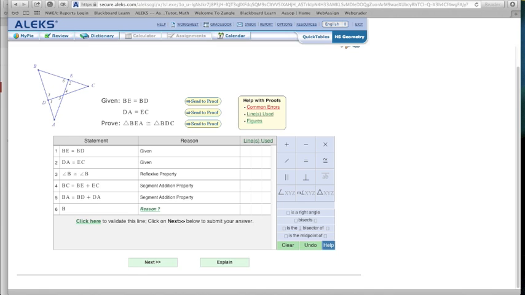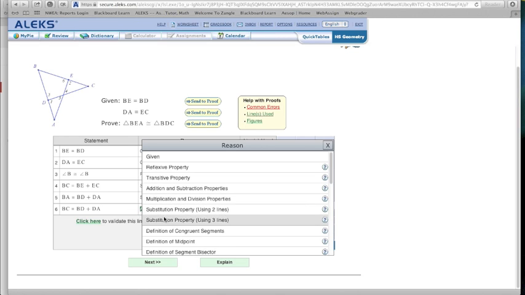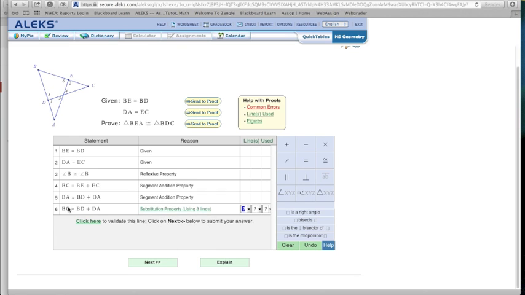So we can go ahead and say that BC is equal to, we know it's equal to this, but it's also equal to this. So we're going to say it's equal to BD plus DA. And the reason here is that we're going to substitute in, so we have a substitution property, and we're substituting in three pieces of information. We're substituting into this expression these two pieces of information plus this piece of information. So we're using line 1 and line 2 and line 5 to make up this statement here.